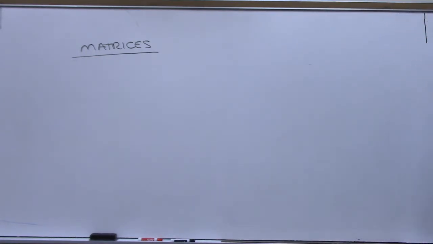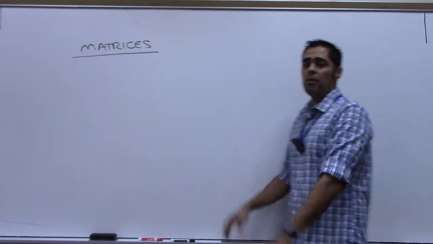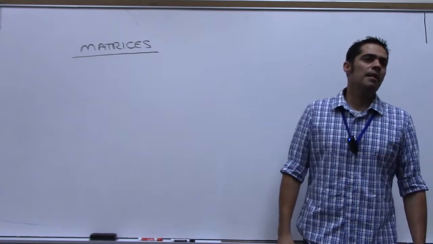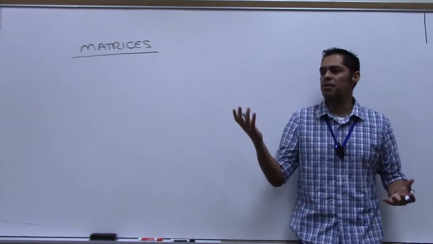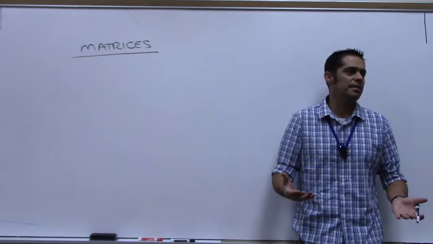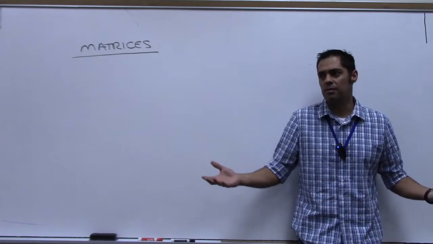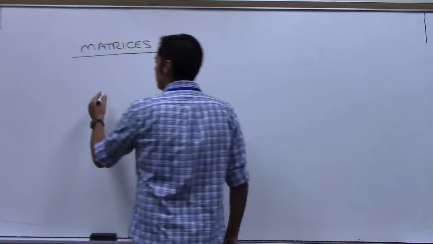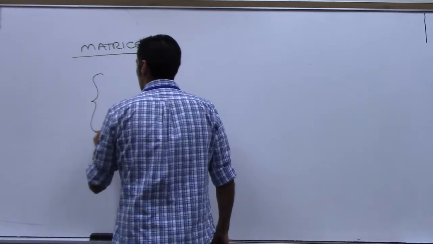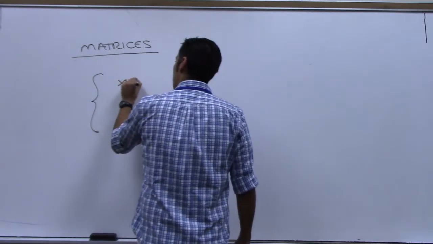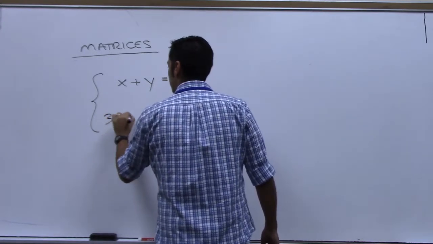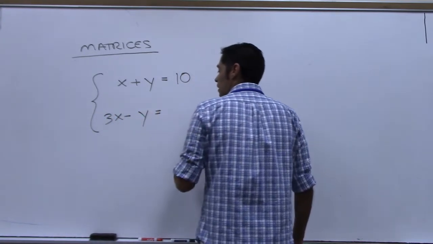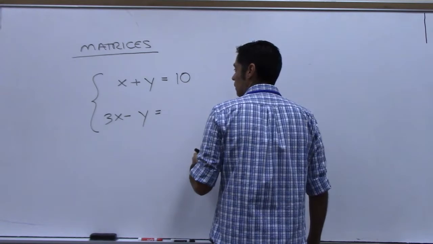All right, matrices. Everything we've done up to this point with these systems of equations can become kind of tedious to write over and over and over. All that matrices are is just another way of representing systems of equations. That's all it is. So let's take this system, we'll start with this one: x plus y equals 10, and 3x minus y equals 10 again.